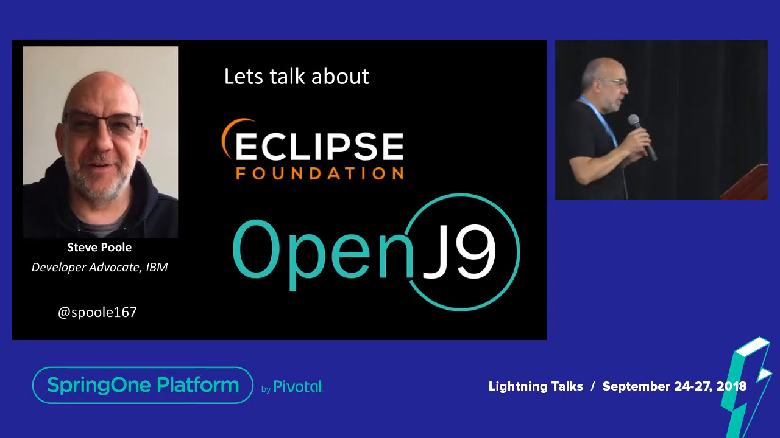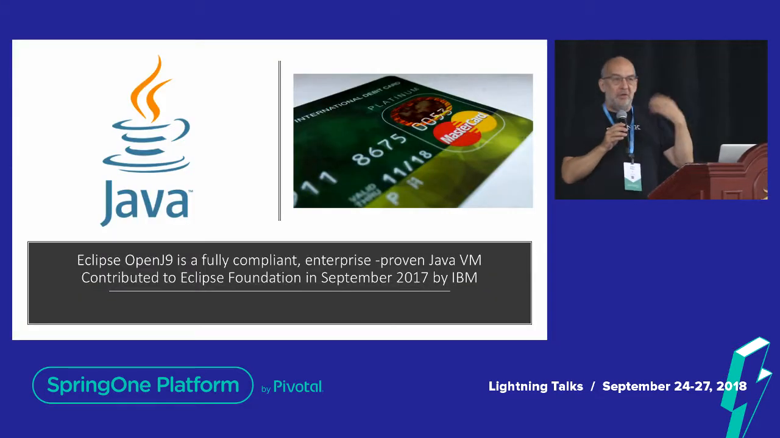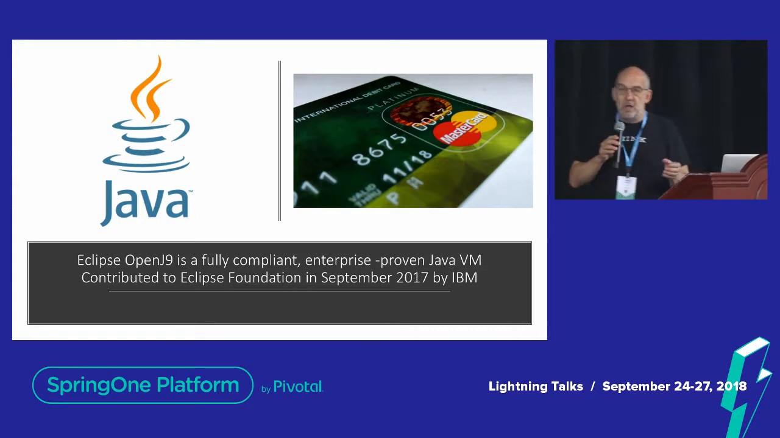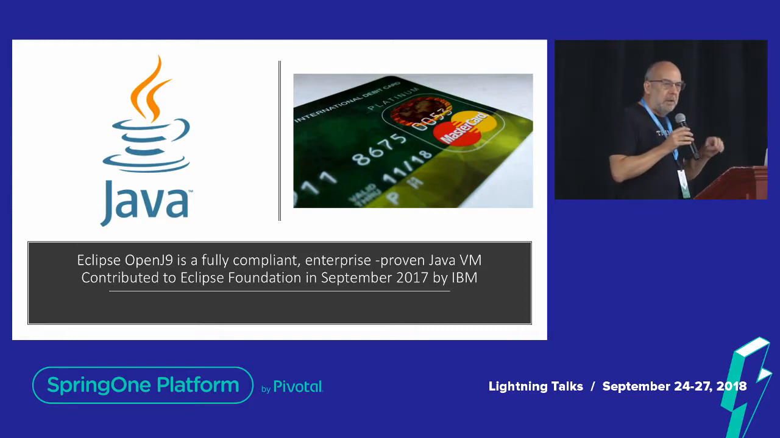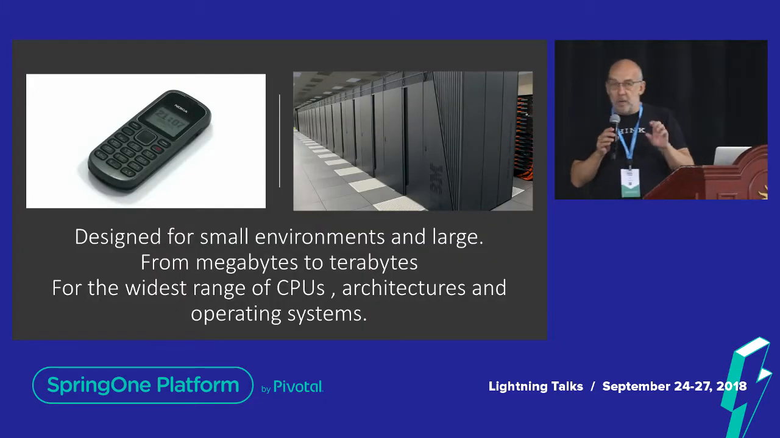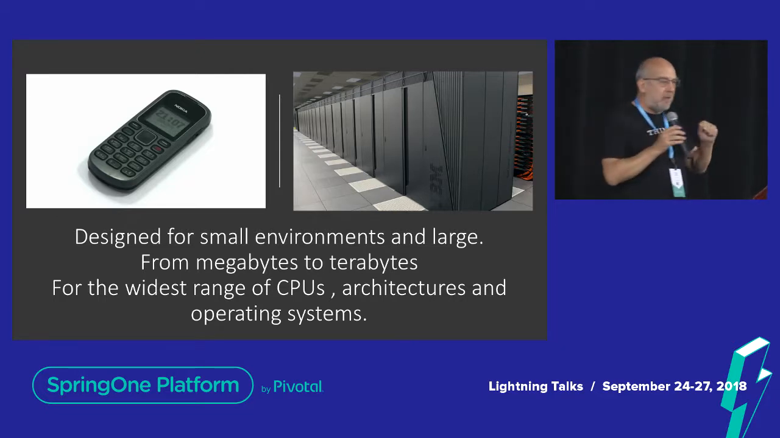I'm going to talk to you about OpenJ9, which is this new old kid on the block from Eclipse Foundation. It's a JVM that IBM used to run all its businesses, all its customers use. We open sourced it last year. It's the one that if you're drawing money out from an ATM, if there's Java involved in that, the chances are it's OpenJ9. This JVM is designed to run from the tiny little things that you have in your pocket to those big things that you might have in your data center.